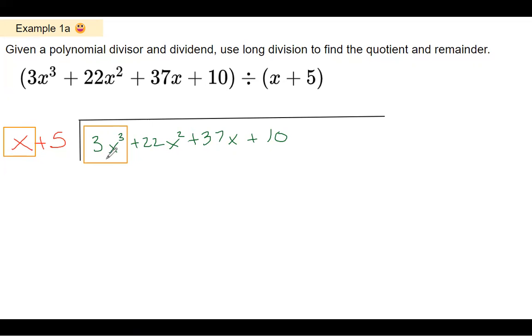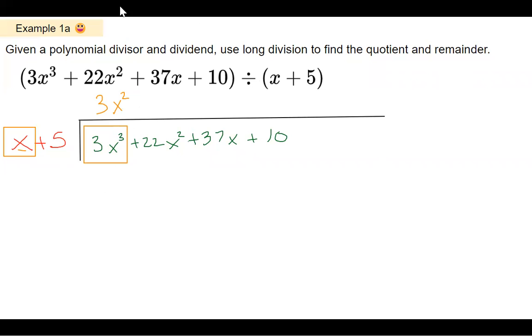So in this case, I need to see how many times does x fit into 3x to the power of 3. What do I need to multiply x by in order for it to become 3x to the power of 3? 3, okay, we need to multiply it by 3. What else? To the power of 2. Perfect. So that's my first term that I'm multiplying everything by. Next item. What did we get?